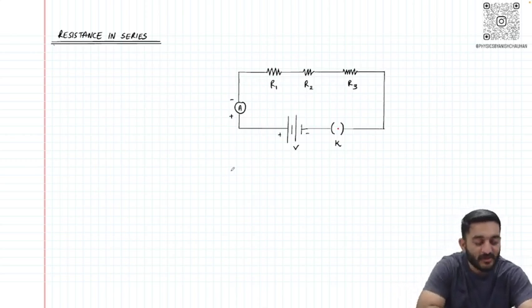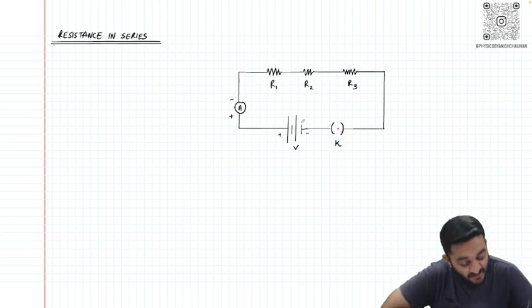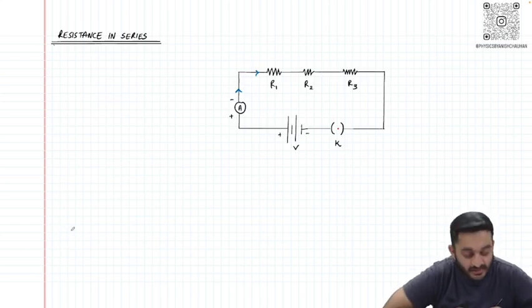We have a battery, we have a plug, and we have connected three resistances. When the current flows in this wire, the current has to go through R1 first, the end of R1 is connected to R2, and the end of R2 is connected to R3. Such types of connection are called series.